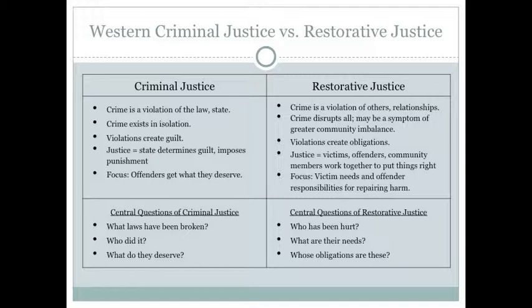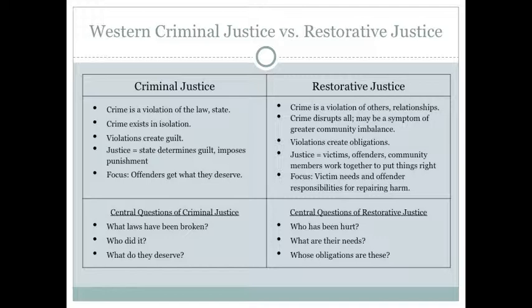Instead of thinking about what they should be sentenced to or what they deserve, we think about who has been hurt and what are the needs in that case. So what obligations might arise from this? Rather than thinking of things like fees or fines and jail time, instead we're thinking about how can this person give back to the community in a way that restores faith in them and allows them to reintegrate into the community.